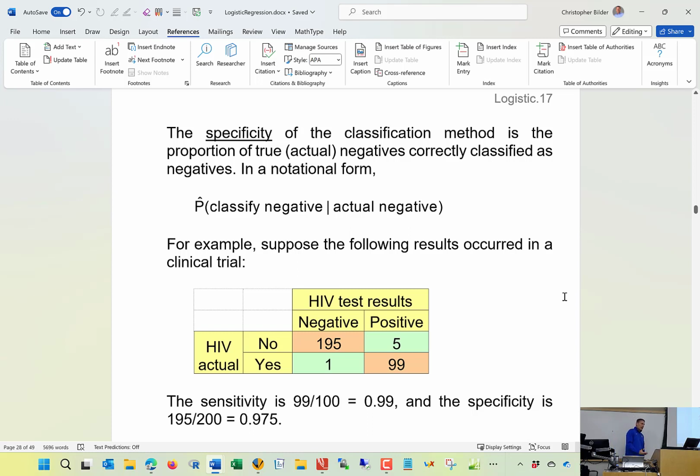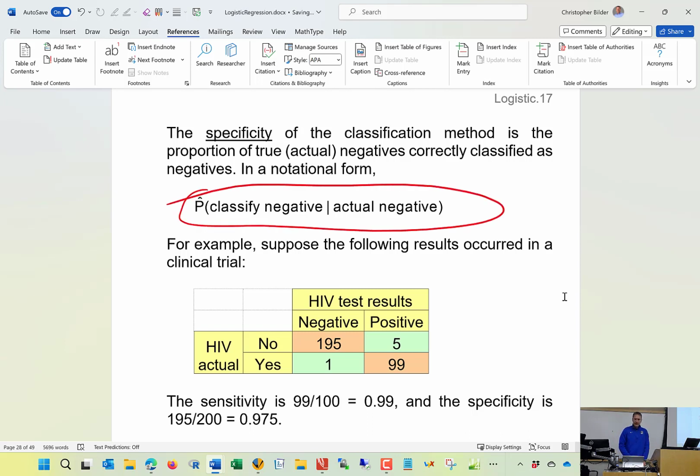Well, there's another thing that we are interested in, that is the specificity. And this is simply the same thing as the sensitivity, but now we focus on the negatives, or HIV no. So, the estimated probability you classify negative, given that you're actually negative.